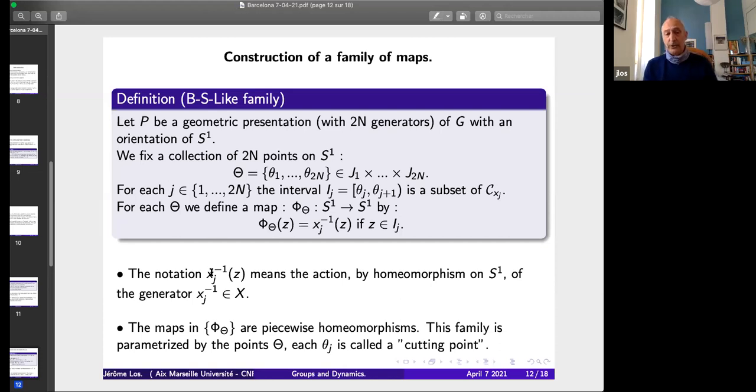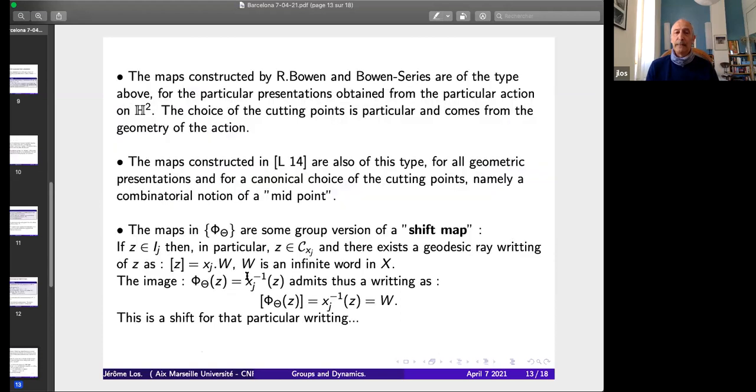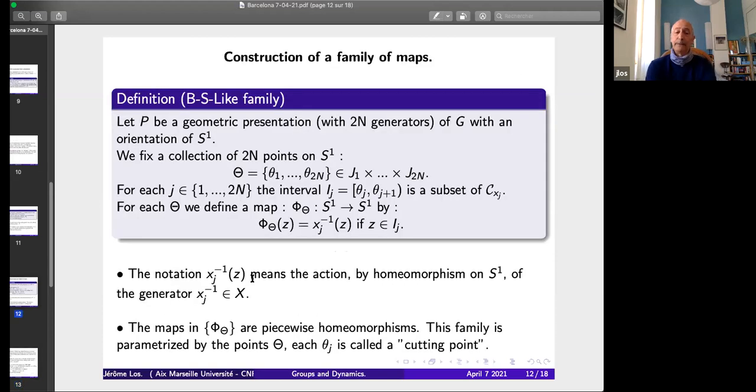So the notation xj inverse of z means the action by the homeomorphism. And the map, as I said, is a piecewise homeomorphism because on each interval Ij, the map is a homeomorphism. And this is not one map, it's a family of maps because the parameters are the points θ that I choose in each interval Gi. And just for terminology, these points are called the cutting points.